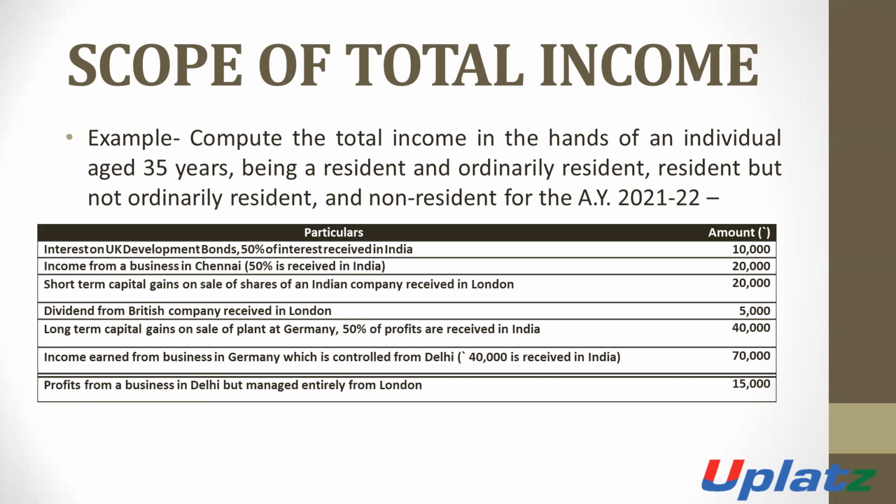Dividend from British company received in London, 55,000. Long-term capital gain on the sale of plant at Germany, 50% profit is received in India. Total profit is 40,000. Income earned from business in Germany, which is controlled from Delhi. Total income 70,000, but only 40,000 received in India. Profit from a business in India, in Delhi, but managed initially from London. It is managed in London. 15,000 rupees is the profit.